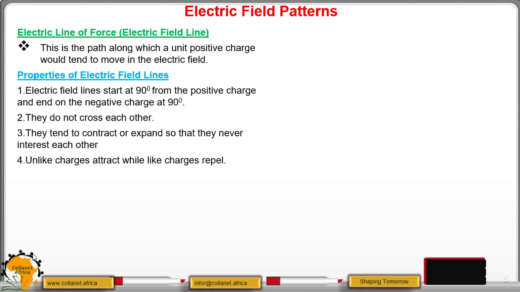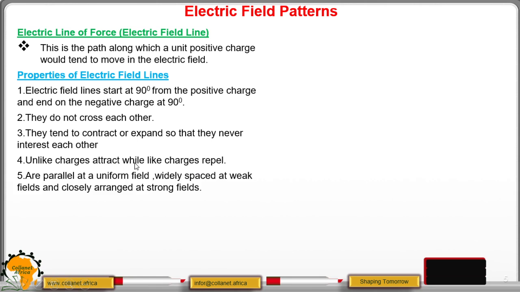Then we have that unlike charges will always attract, while like charges will repel. That one is the basic law of electrostatics that was studied in Form 1. Then when you see parallel field lines, then you'll know that that field is uniform.